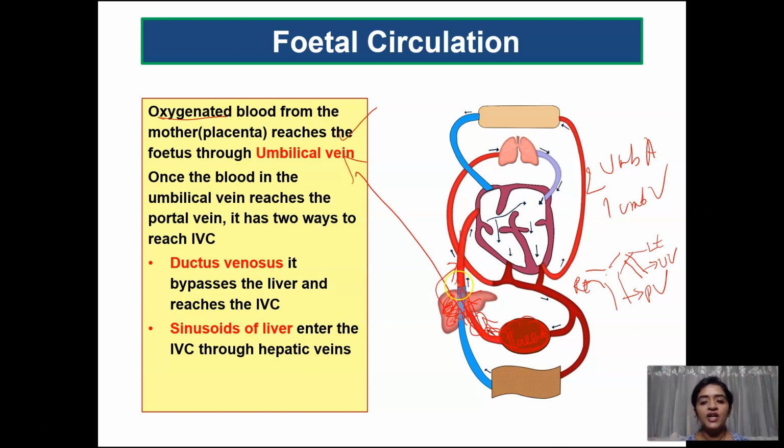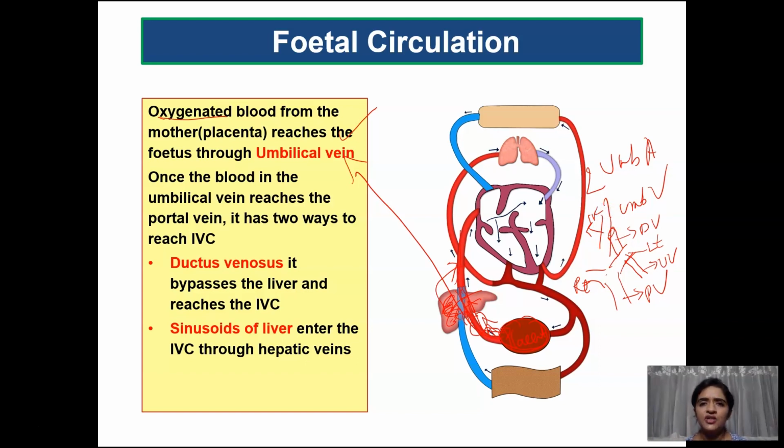One is through the ductus venosus, which is actually acting as a bypass channel. From the left umbilical vein, you have the left branch of the portal vein into which it is entering. Then this is the ductus venosus, which is actually opening into the inferior vena cava. Okay, so that is actually a shunt.